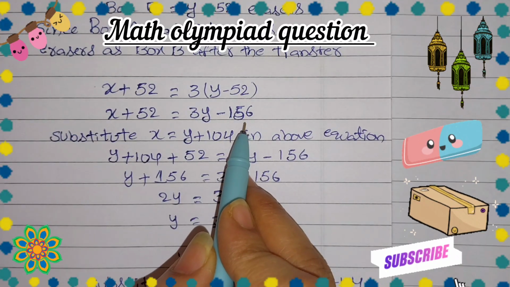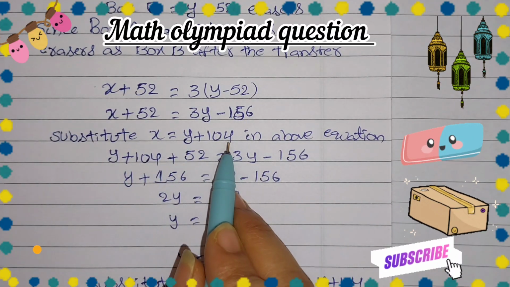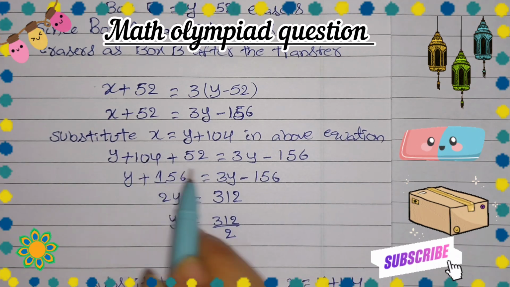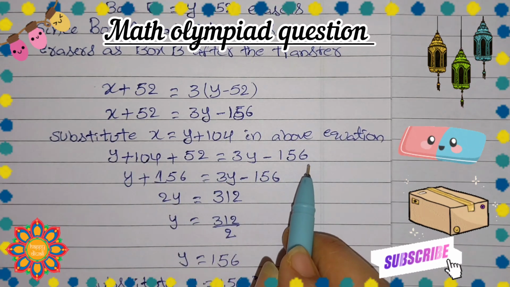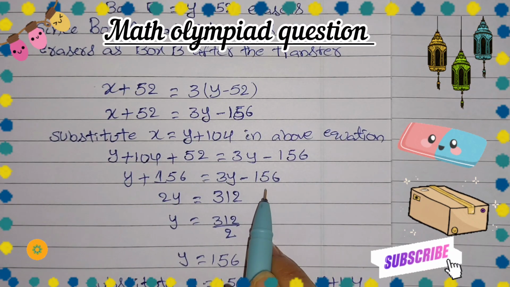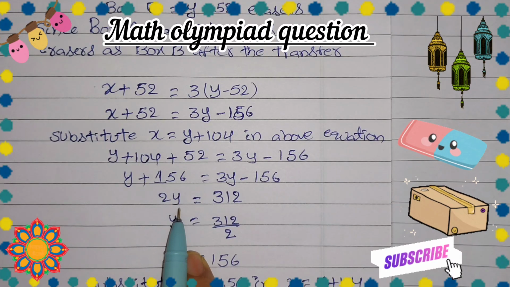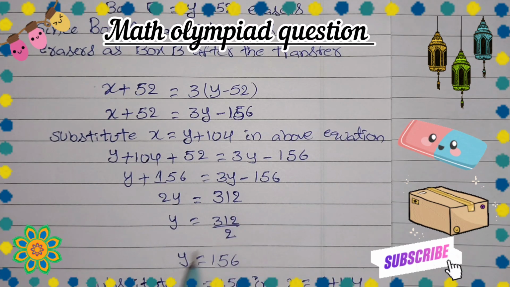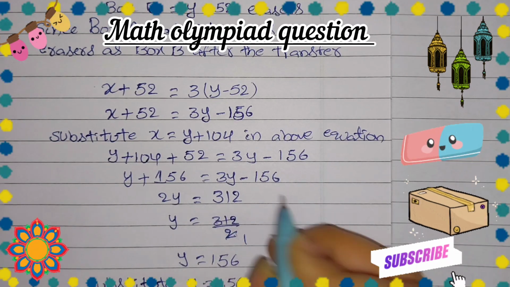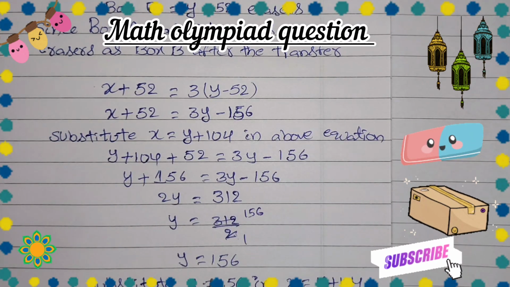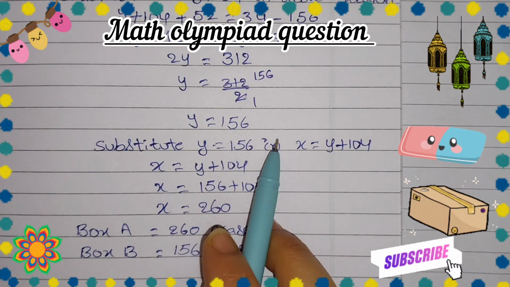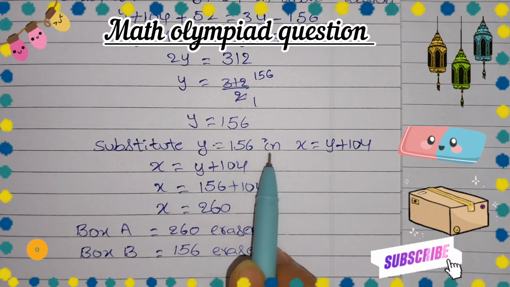X plus 52 equals 3Y minus 156, since 3 times 52 is 156. Substitute X equals Y plus 104 in the above equation. Y plus 104 plus 52 equals 3Y minus 156. Y plus 156 equals 3Y minus 156. 3Y minus Y equals 2Y, and 156 plus 156 equals 312. Y equals 312 divided by 2.